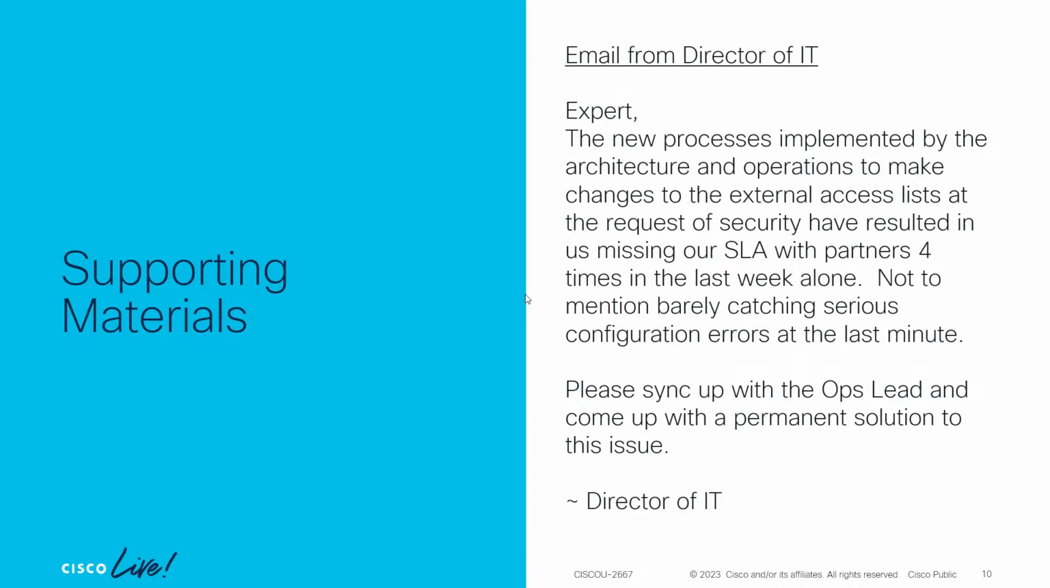So you can see something has happened. Someone has implemented some kind of a solution to manage access lists, and it isn't working. So because you're missing SLA, probably they're making mistakes and creating outages with partners. So the Director of IT asks you, can you pick this up with the ops lead?